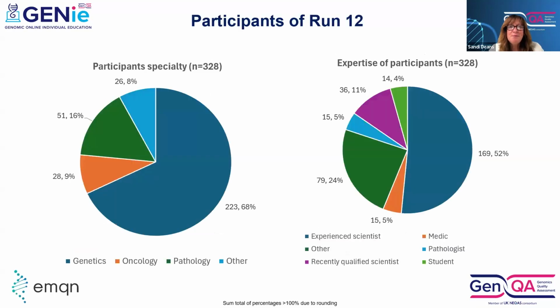Next slide, please. We can also look at the background and areas of expertise of participants through the data that's submitted for the EQAs. For this run, not surprisingly, the majority of participants, up to 68%, were from the genetics community. We can also see about 9% were from oncology, and then the next most frequently represented community was pathology.